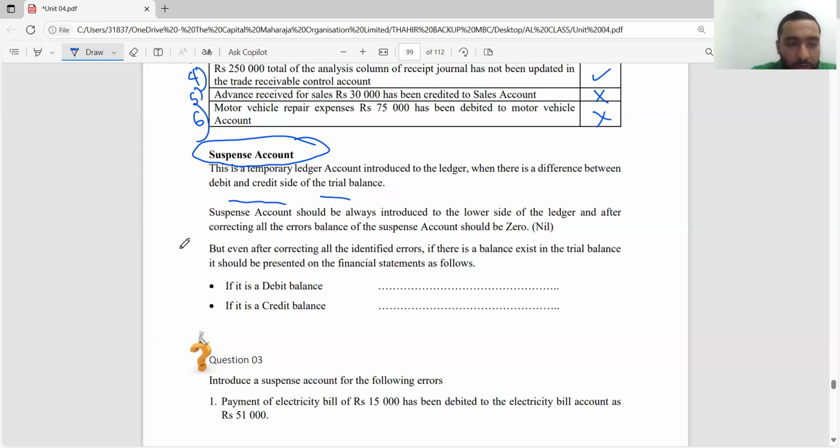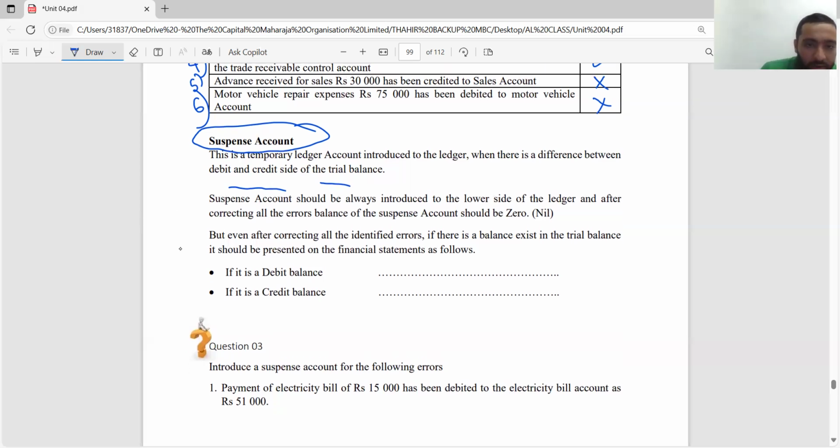Right? Okay, no worries. Okay, suspense account should always be introduced to the lower side of the ledger and after correcting all the errors, the balance of the suspense account should be 0. Right? What they're saying is suspense account should always be introduced to the lower side of the ledger. Can you see the trial balance again?